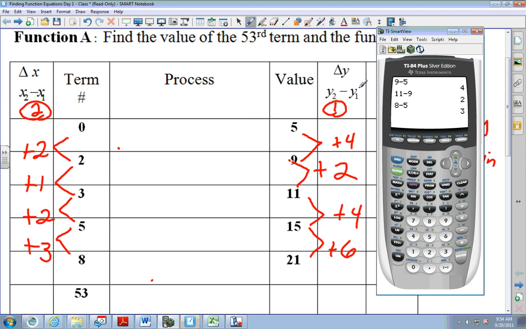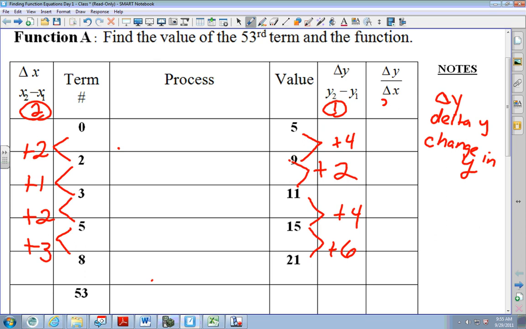Now the next thing you need to do, you're going to come over here. Step 3 is to define delta y over delta x. Okay, another name for that is going to be your coefficient. We're also going to call it the rate of change.